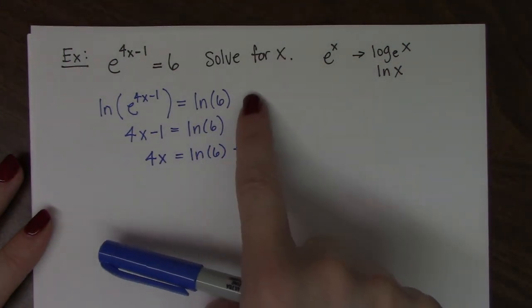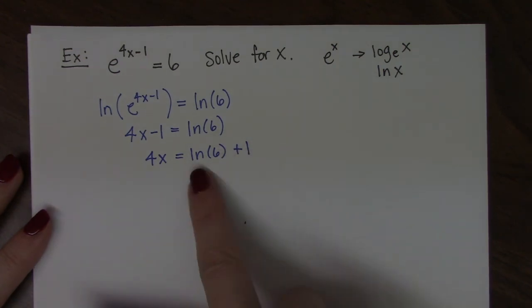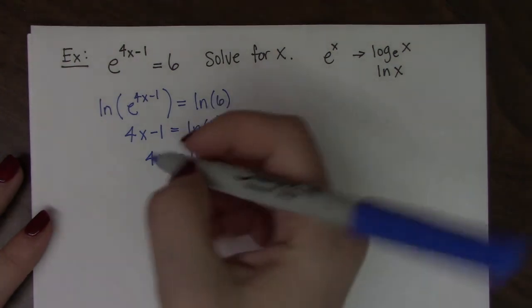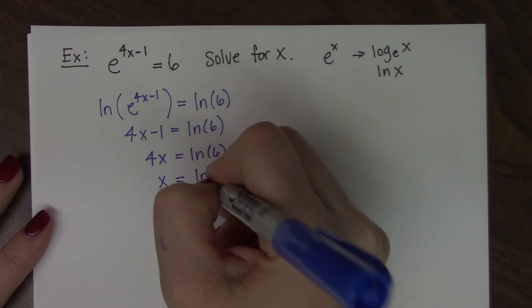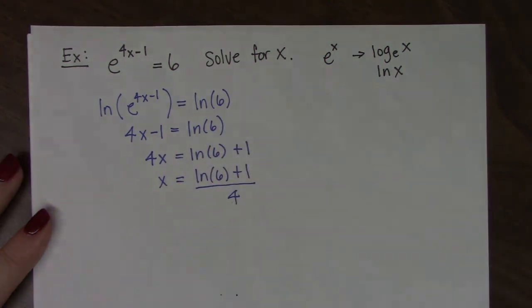And notice the reason that I'm writing these parentheses here is I don't want there to be any confusion that the 1 is not inside of this log function. It's on the outside of this function. And then to get x by itself, I simply divide everything by 4.